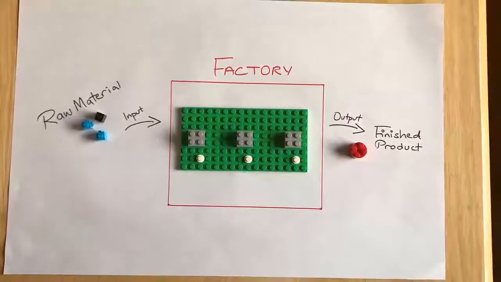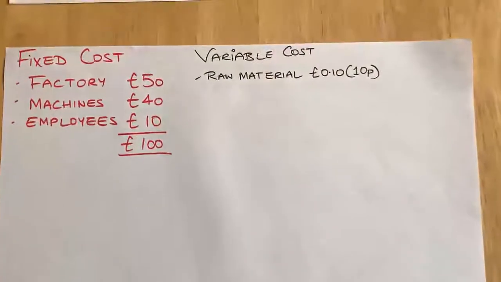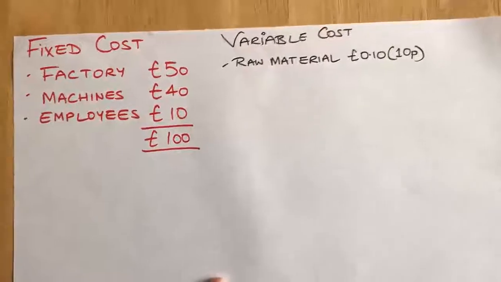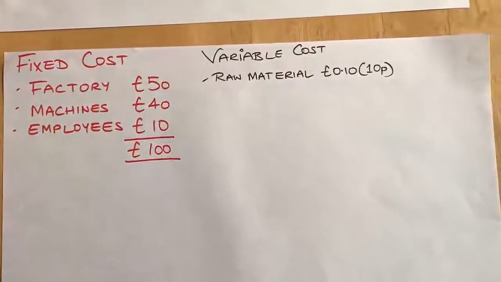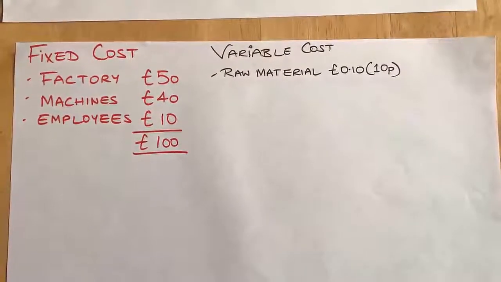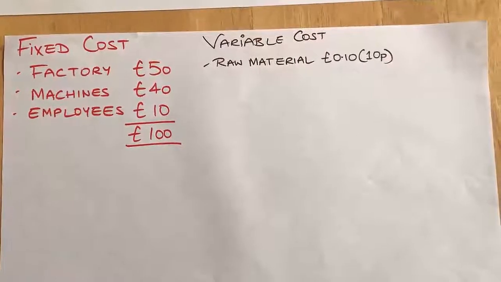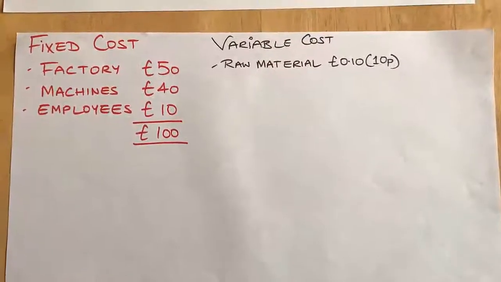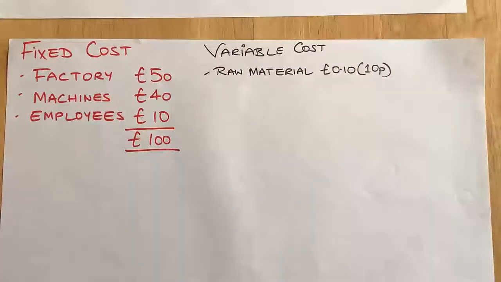So if we come down now, scroll down to fixed cost, our fixed cost would be things that do not change when we increase or decrease output. So our factory cost, let's say, is £50 a year, machines are £40, employees £10. Altogether, £100 is a fixed cost for the factory.